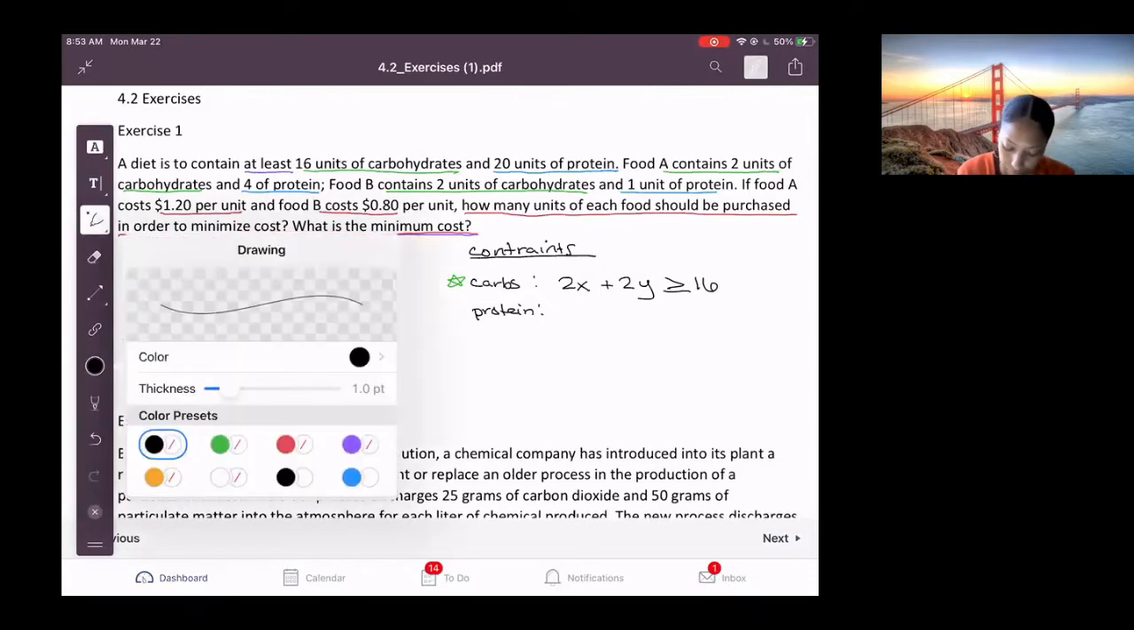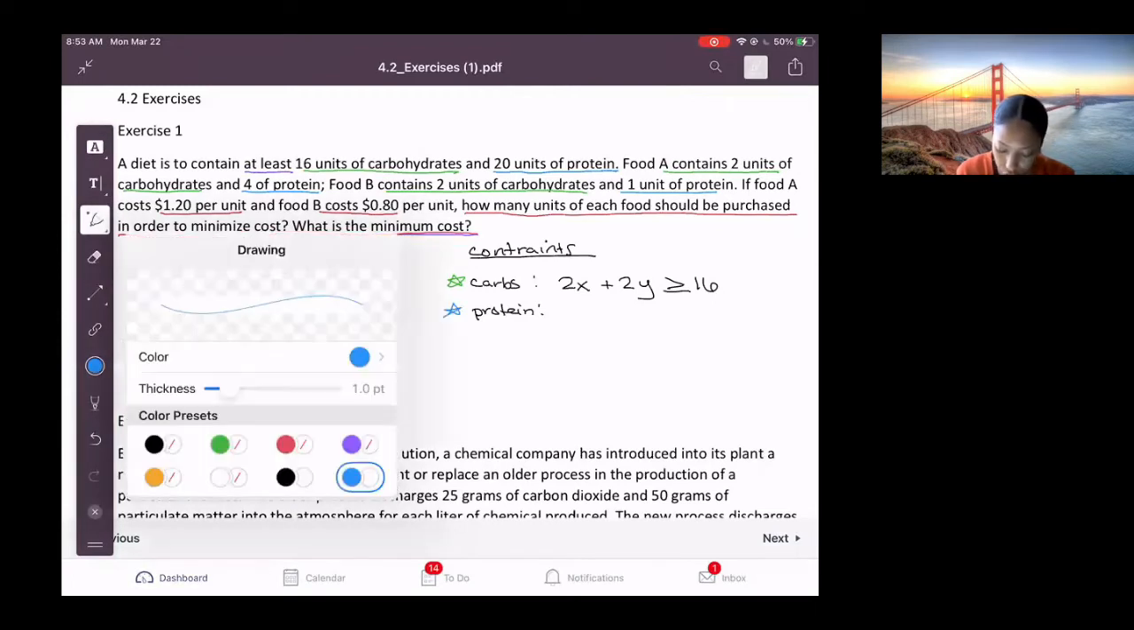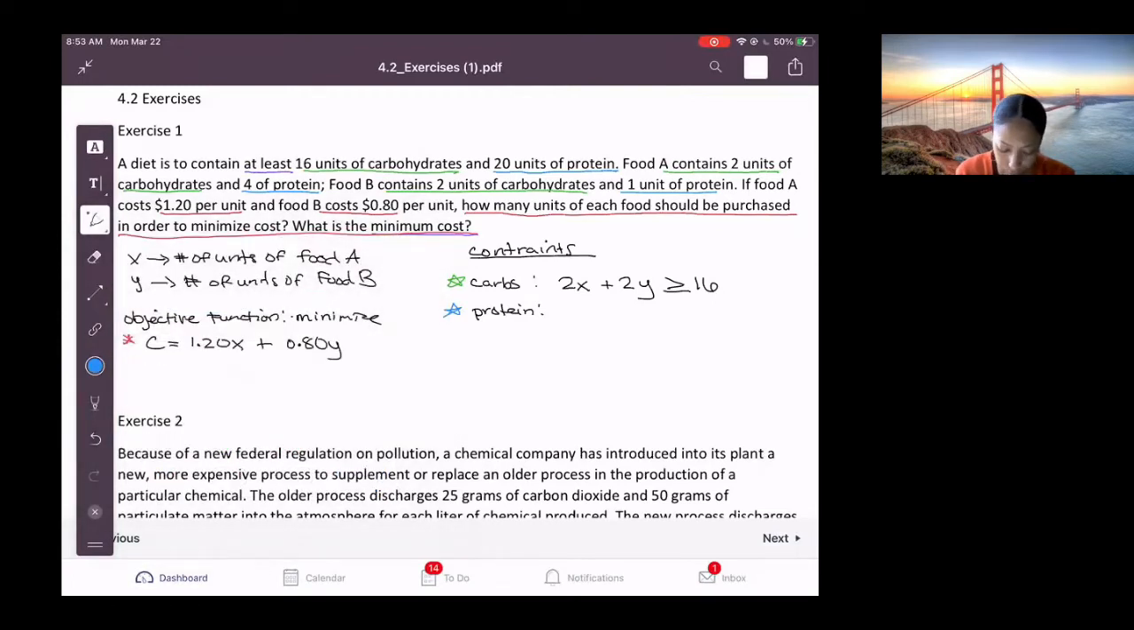Similarly, for the protein, if we look at our blue underlined information, for food A, we get 4 units of protein, so that would be 4x. For food B, we get 1 unit of protein, so just 1y or y. When we add those together, we need at least 20 units of protein. So that should be greater than or equal to 20.